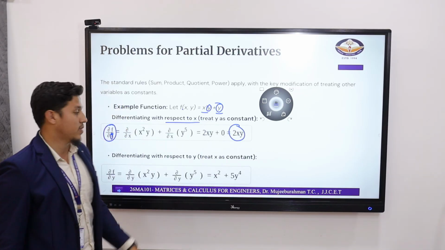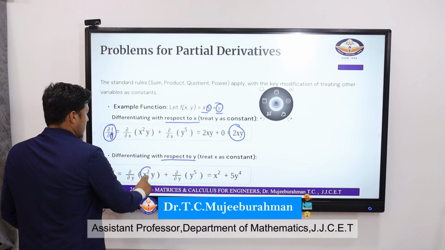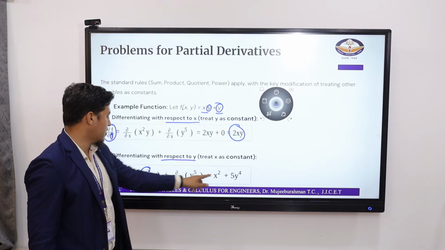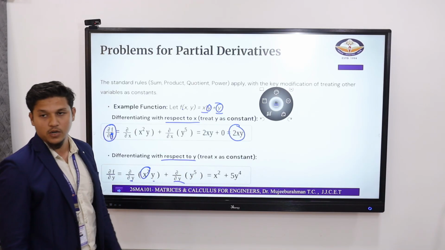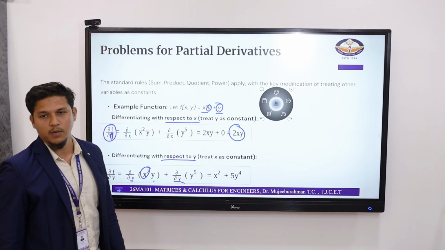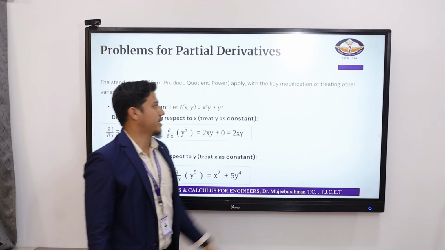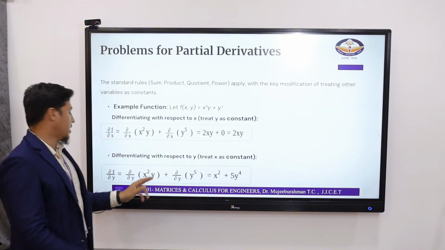So the answer is 2x. Same way, with respect to y, consider x as constant. So x square is completely constant with respect to y. Y becomes 1. So the answer is x square. Y power 5 is now not a constant because we are differentiating with respect to y. So y power 5 becomes 5y power 4. Understood? So it is very simple. Try to understand it from the basic golden rule that we have discussed in partial differentiation.